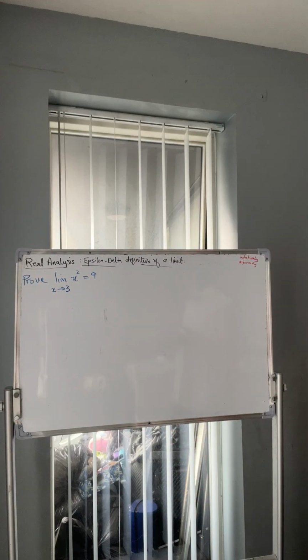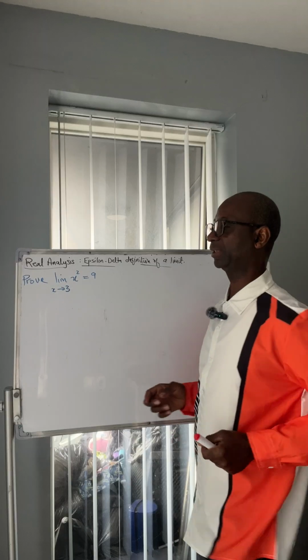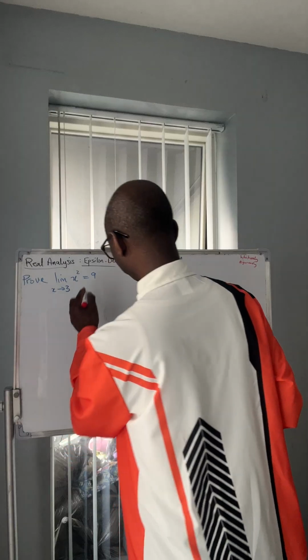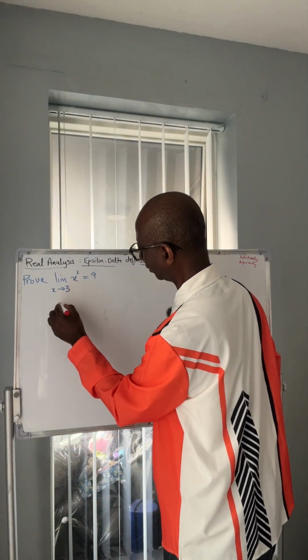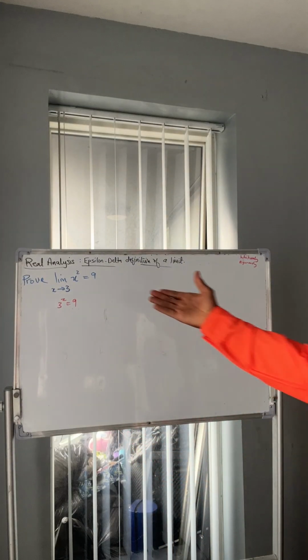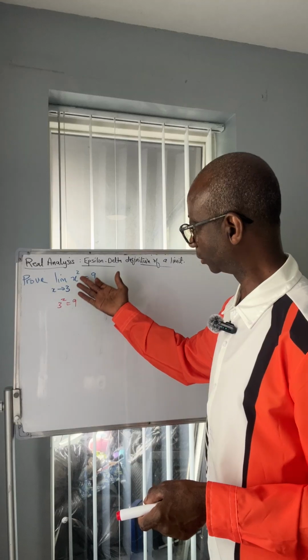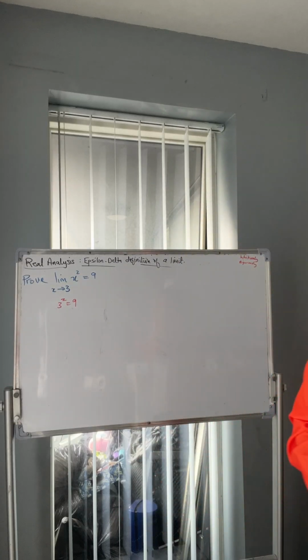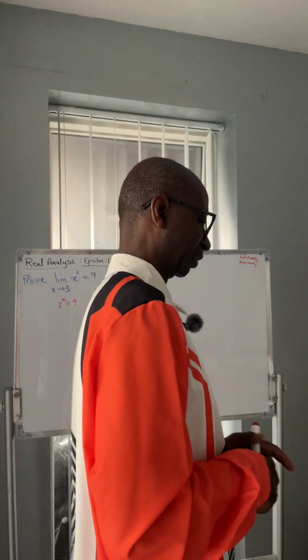Looking at it intuitively, it's very simple to solve. If x is 3, then 3 squared gives you 9. If you replace x by 3, 3 times 3, you get 9. Intuitively, it's easy to solve. But we do these proofs in a rigorous manner so that they can be applicable to a wide range of fields.